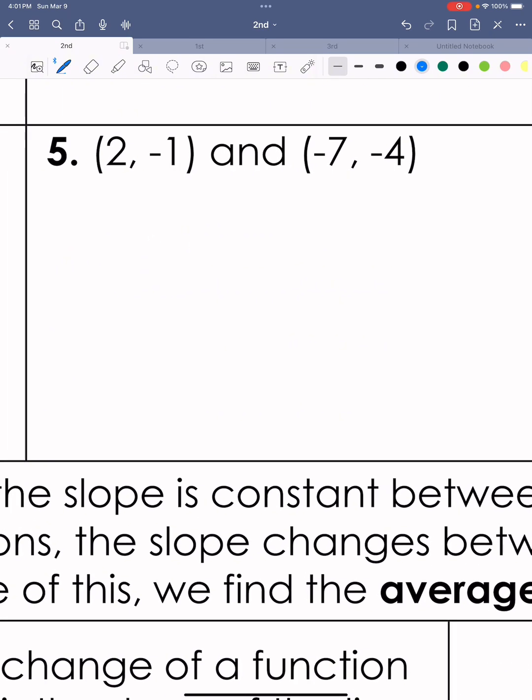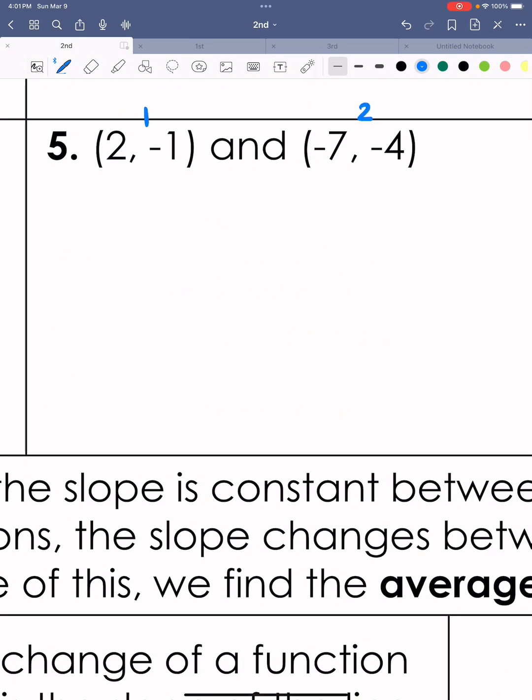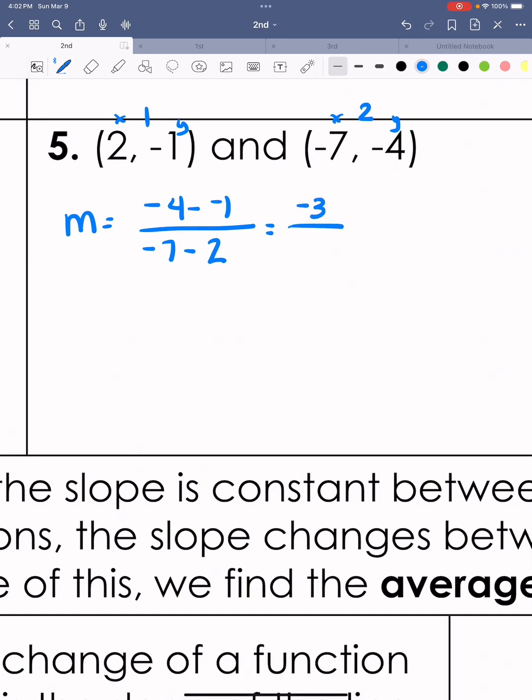All right, let's go to number 5, and once again, I'm going to label my points so that I don't get confused. And now on to slope. I want the y from pair number 2, which is -4, minus the y from pair number 1, which is -1, over the x from pair number 2, which is -7, minus the x from pair number 1, which is +2. So -4 plus 1 is -3. -7 minus 2 is -9. And negative over negative is positive. 3 over 9 reduces down to 1/3.